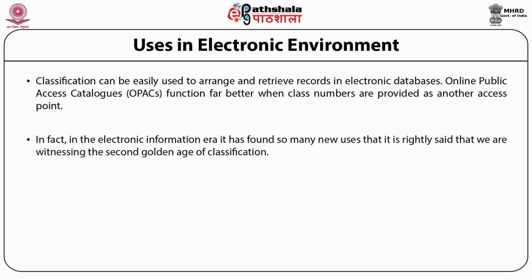In fact, the electronic information era has found so many new uses that it is rightly said that we are witnessing the second golden age of classification. To elaborate, when computers came on the scene, it was thought that classification and cataloging were no longer needed, and had lived their life. But now it has been proved that even electronic documents or online documents on the web need better classification, and research nowadays is focused on the use of classification on the web.